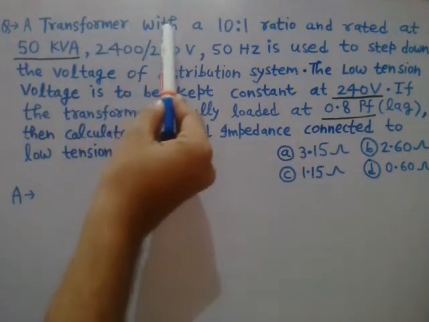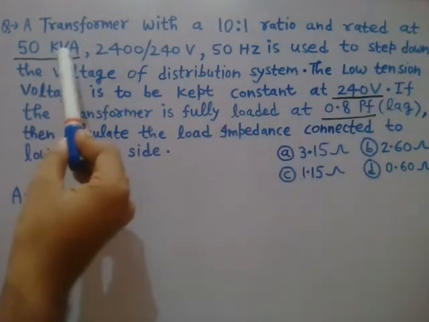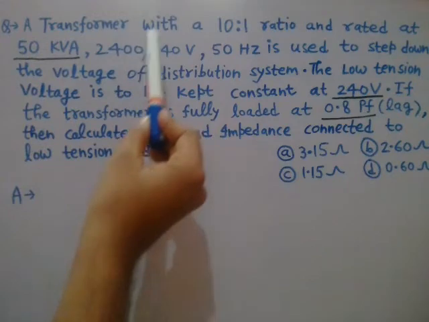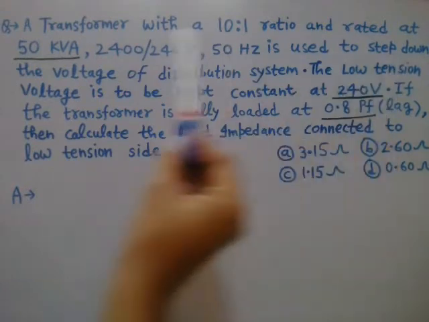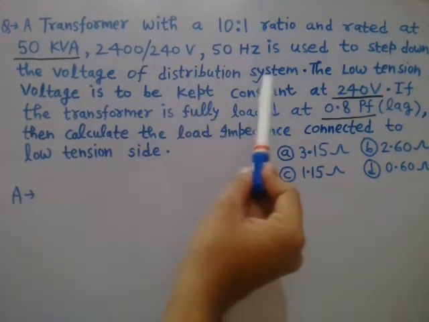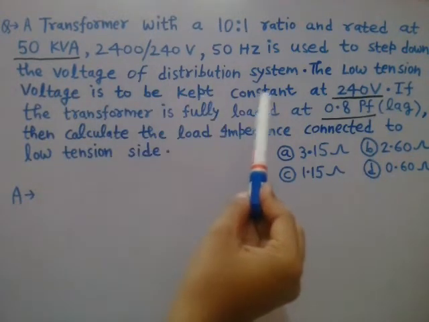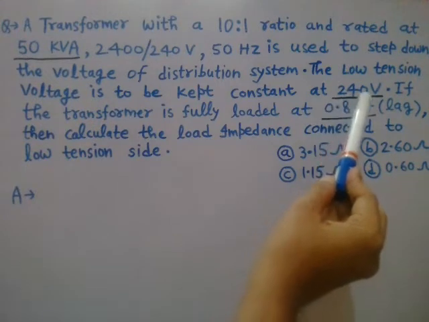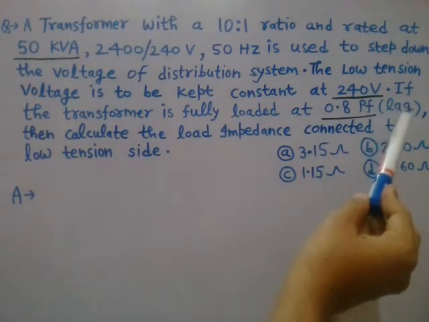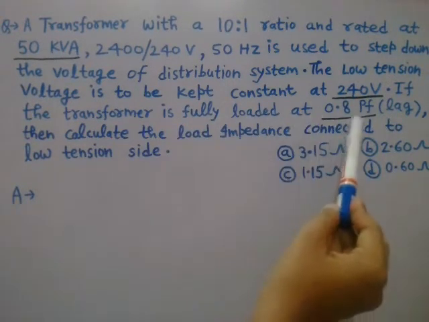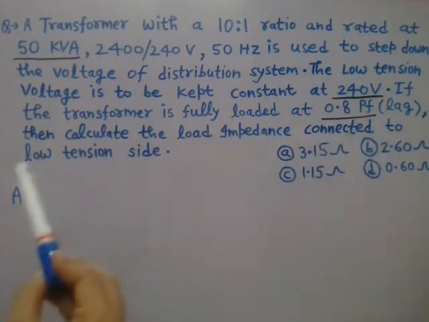A transformer with a 10:1 ratio and rated at 50 kVA, 2400/240 volt, 50 Hz, is used to step down the voltage of a distribution system. The low tension voltage is to be kept constant at 240 volt. If the transformer is fully loaded at 0.8 power factor lagging, then calculate the load impedance connected to the low tension side.